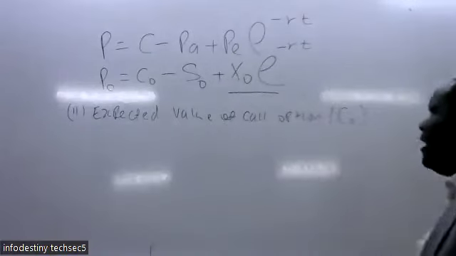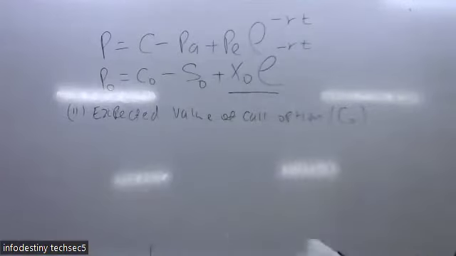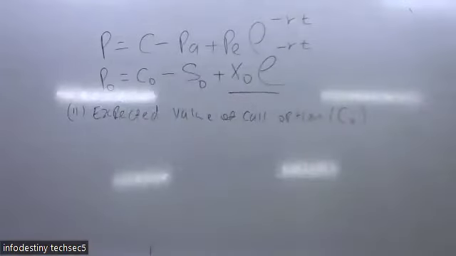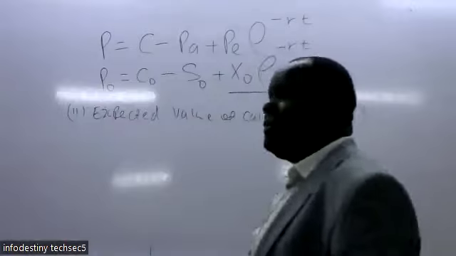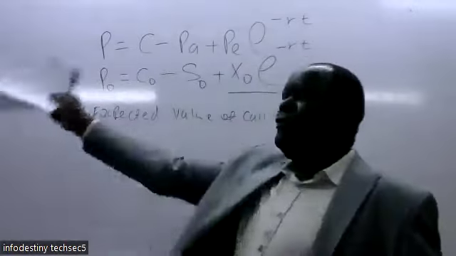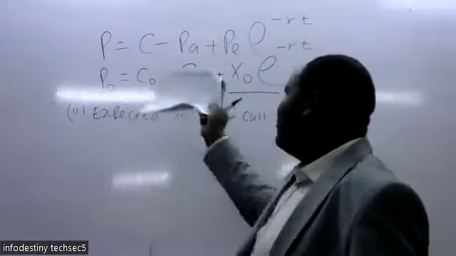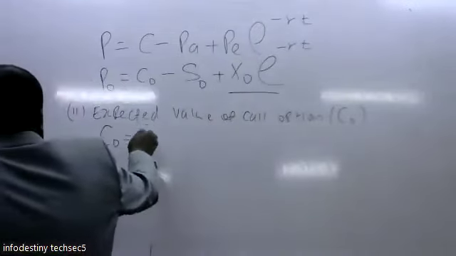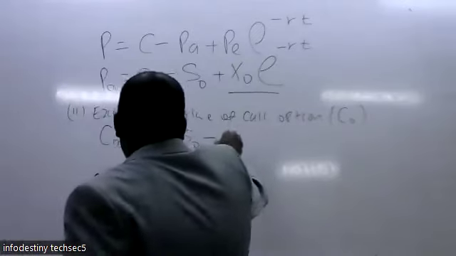So you go to our model, we make CO to be the subject. Making CO the subject, it will still remain this side, which means this one and this one will have to cross. When this crosses it turns out positive, when this crosses it turns out negative. So that means CO will be equal to PO, then plus SO minus X.